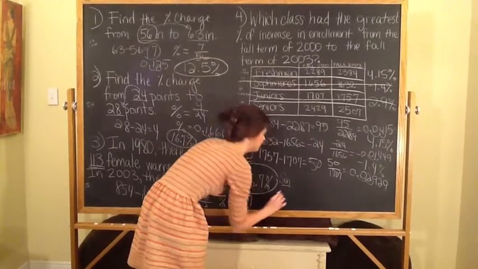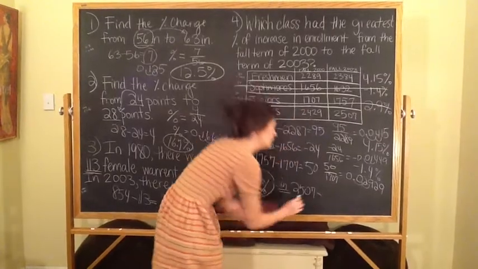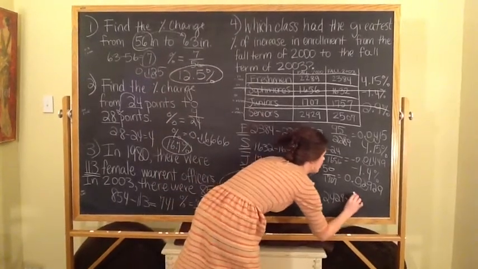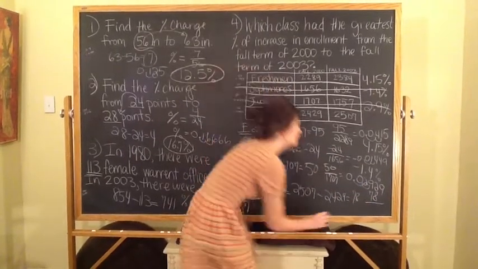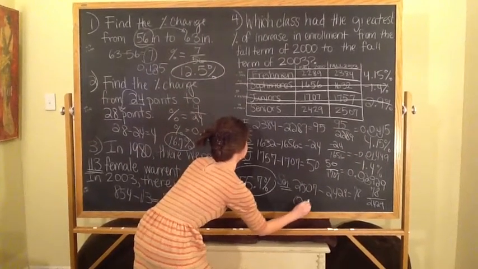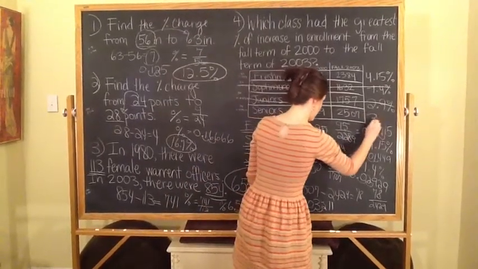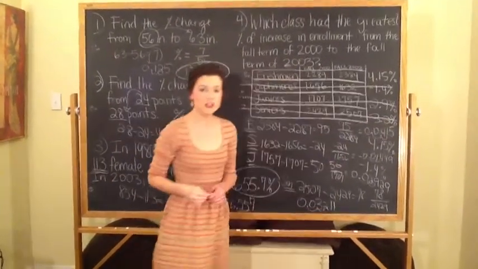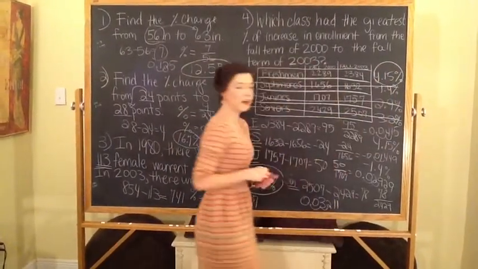So this is the seniors. Okay, we have to subtract the original, 2429, from the new, which is 2507, and we are going to go ahead and get 78. So now we need to go ahead and divide 78 by the original. So we have the difference divided by the original, 2429. And we are going to go ahead and get 0.03211. So let's move our decimal 2 places to the right. We're going to have 3.2%. So now I see that by doing all of that math, we could say that the freshman had the greatest amount of increase. All right?